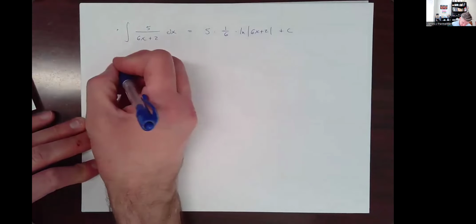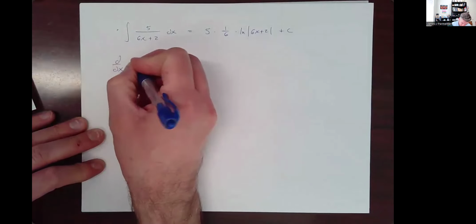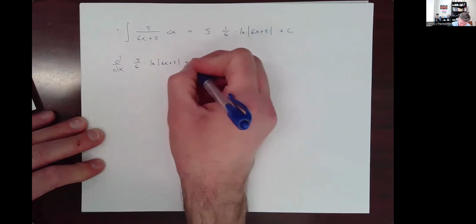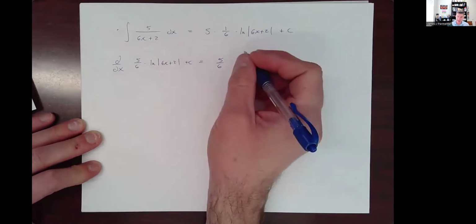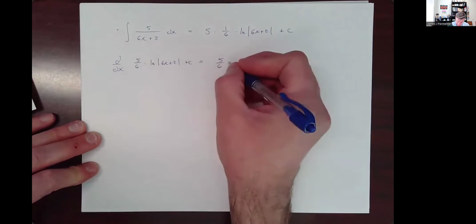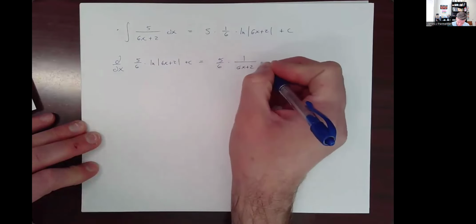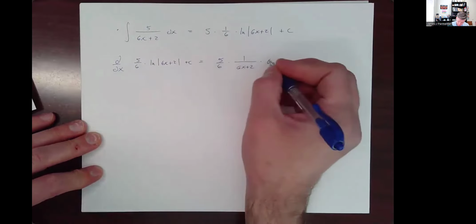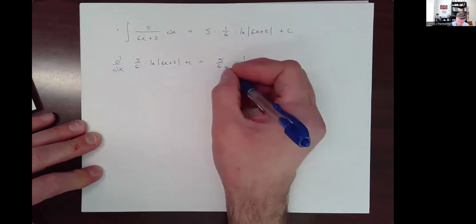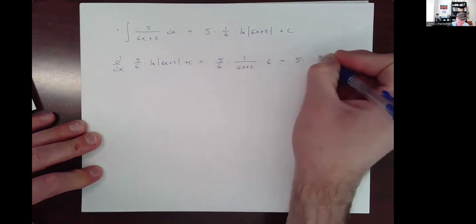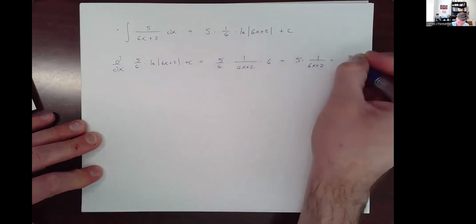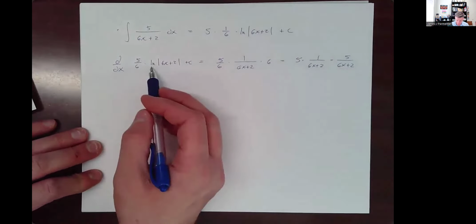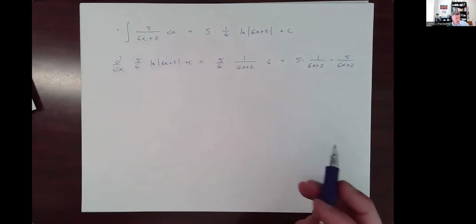In fact, let's check. Take the derivative of 5/6 times the natural log of 6x plus 2 in absolute value. Constant multiples hang out. The derivative of the natural log of some stuff is going to be 1 over the stuff times the derivative of that stuff. And the derivative of 6x plus 2 is 6. 5/6 times 6 is just 5. So you're getting 5 times 1 over 6x plus 2, or if you prefer, 5 over 6x plus 2. As we should, because the derivative of the integral should get you back to the function you started with.